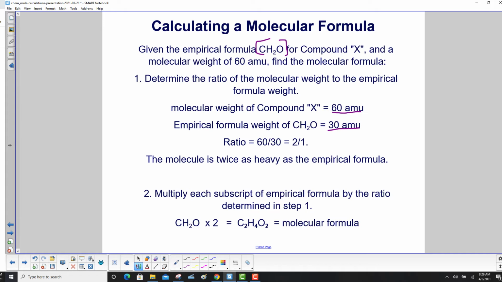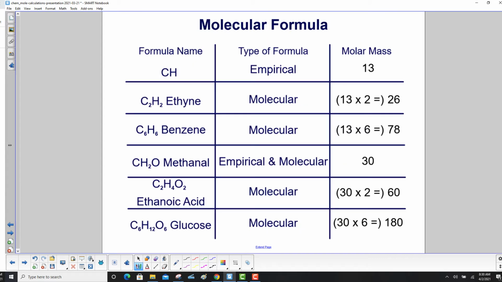Next, multiply each subscript of the empirical formula by the ratio determined in step 1. So CH2O times 2 will be C2H4O2. That is the molecular formula. Here's some more examples. Here we have a formula name of CH. That's an empirical formula because you have the lowest whole numbers there, right? 1 carbon, 1 hydrogen. The molar mass of CH is 13.